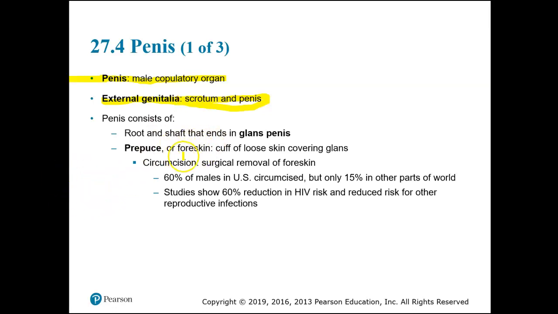The foreskin, if the male has a foreskin, is called the prepuce, which is a cuff of loose skin that covers the glans penis. So some men do not have that because they have been circumcised. So circumcision is the surgical removal of foreskin. About 60% of males in the United States are circumcised, but only 15% in other parts of the world. Studies show there's a 60% reduction in HIV risk and reduced risk for other reproductive infections when the male is circumcised. Then there is a lot of argument about that.